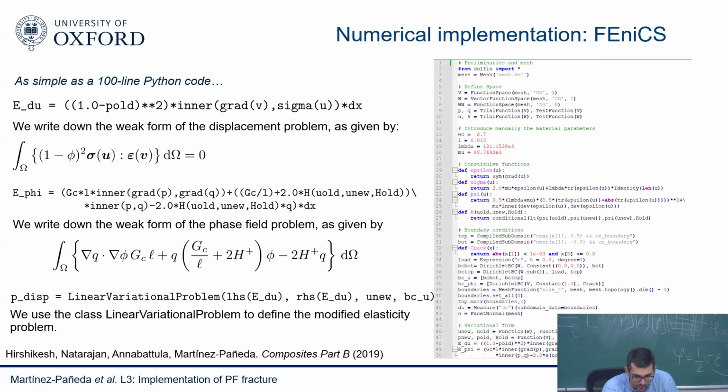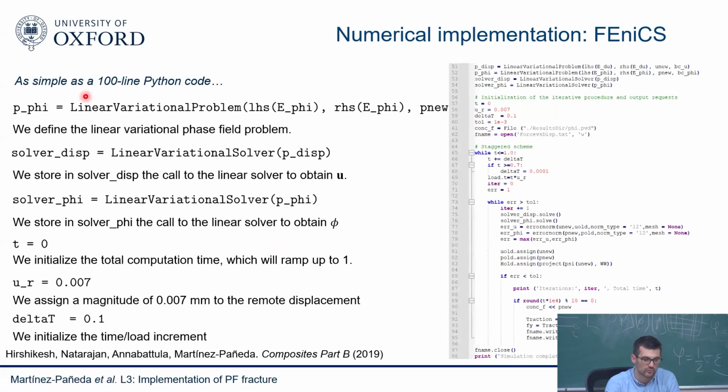And I'm already here, by the way, at the bottom of these 50 lines. And then you use something called linear variational problem to calculate your new displacement, and then linear variational problem to calculate your new phase field. So to solve both. And then in something called solver disp, you store the call to the linear solver to obtain the displacement. I'm going a bit fast, but I don't think it makes a lot of sense to go very slowly. It's just for you to get a taste of how it looks. And then in this solver file, you call the linear solver to obtain the phase field. Basically, this is the whole thing.